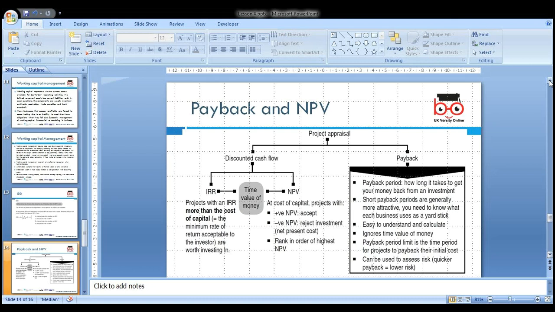Payback period is how long it takes to get your money back from an investment. You borrow the money and you invest it, but the longer the payback, the more it costs. So a short payback period is generally more attractive, and you need to know what each business uses as a yardstick. It is easy to understand and calculate, but it ignores the time value of money.